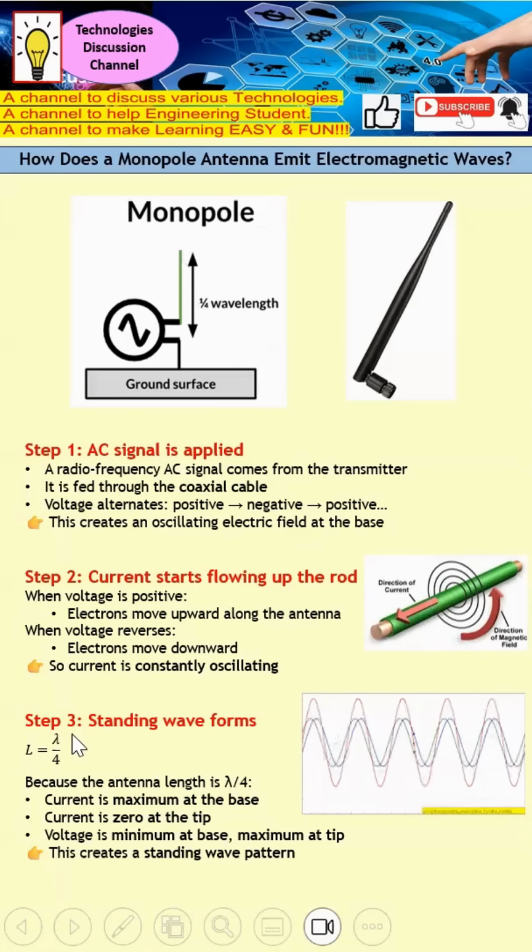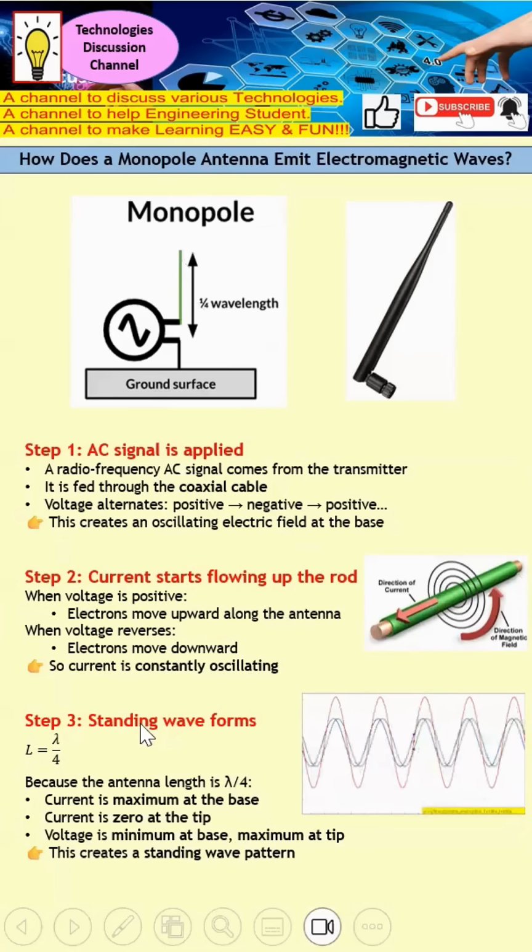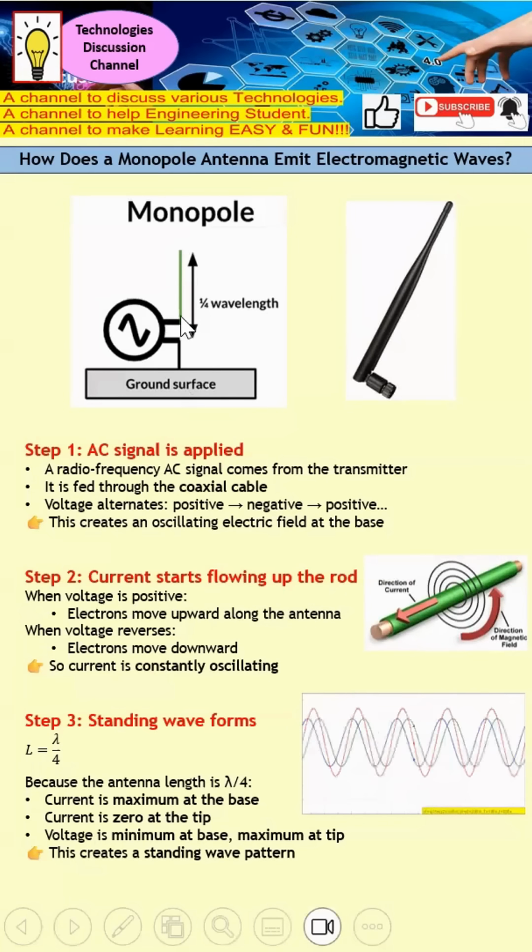Step number 3, how to create a standing wave. Basically, the length of this rod needs to be near a quarter wavelength. With a quarter wavelength, you can imagine that current will be maximum at the base, while it will be zero at the tip. For voltage, it's actually the reverse. Voltage will be minimum at the base, while at the tip it will be maximum. So with this, they create the standing wave.